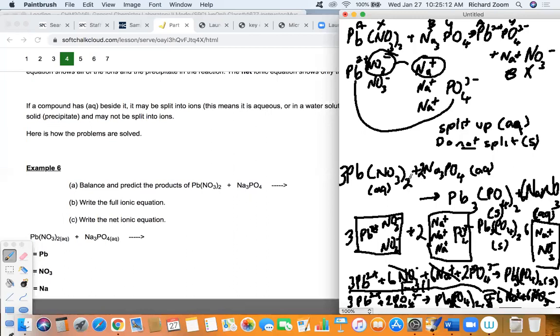And that means you'll need 6 plus and 6 minus, which is how we come up with Pb3(PO4)2, because that will enable us to get plus 6 and minus 6. And that will balance it out. For the other one, we're just taking Na plus and NO3 minus. We join them together. That just gives NaNO3. Positive and negative will cancel.